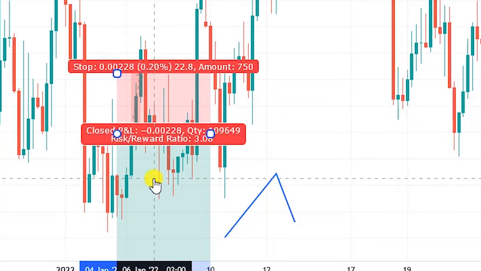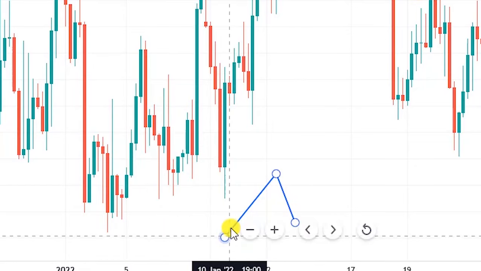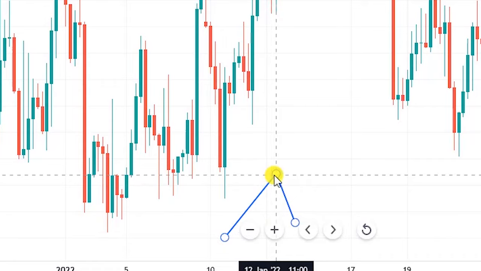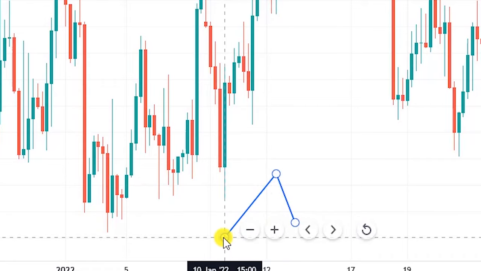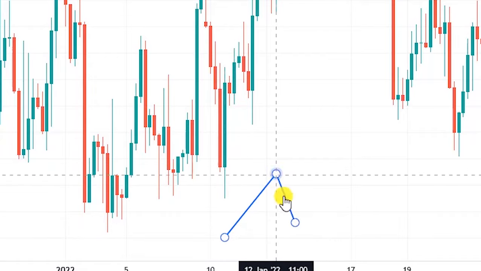Then there are other kinds of traders that only trade when price breaks a high in the market. Let's say, for example, look at this scenario now. The market created this high and then this low.